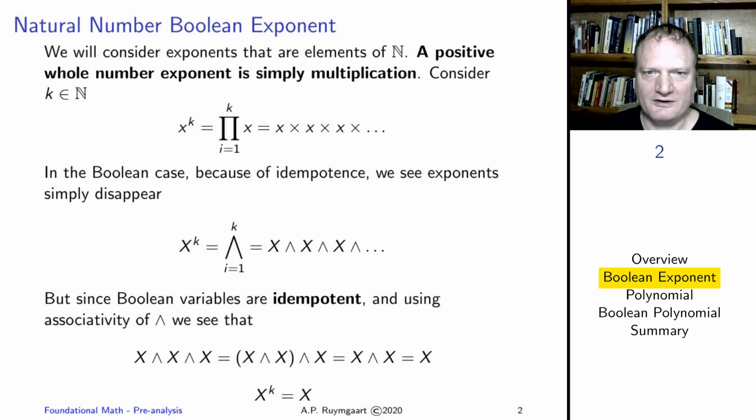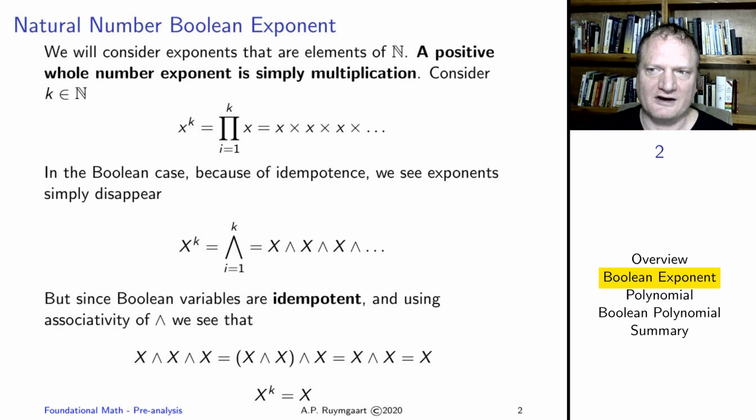Now, in the Boolean case, we have something very similar. Remember that we said that the AND operation is Boolean multiplication. So in case that we are multiplying something multiple times, k times, we can use this big wedge notation. It has essentially the same meaning as the big pi notation, but we're doing the AND operation k times in this case.